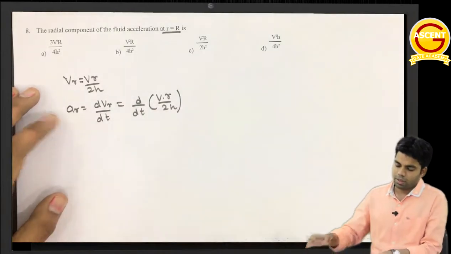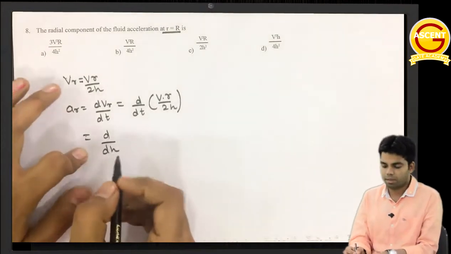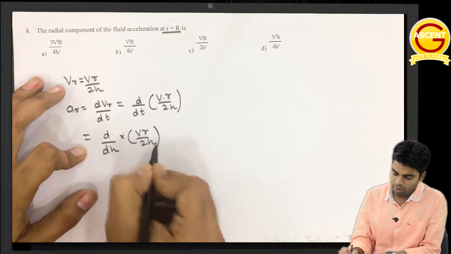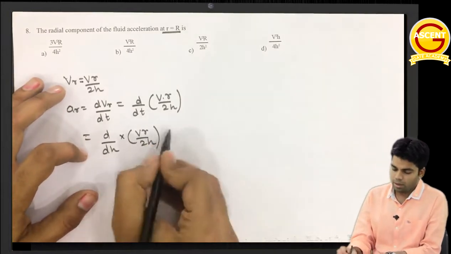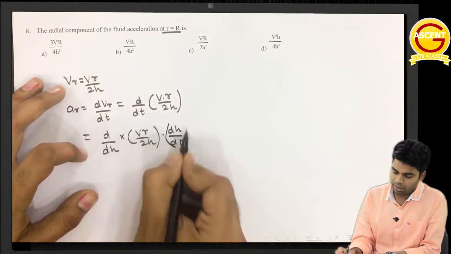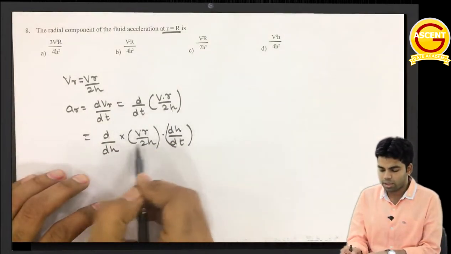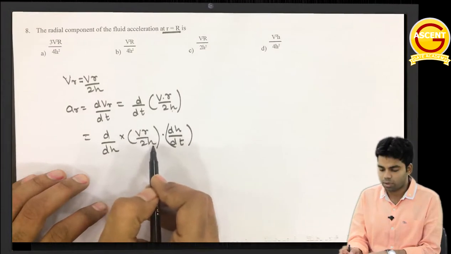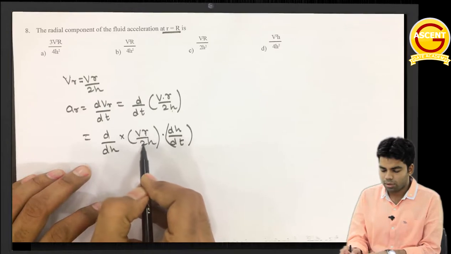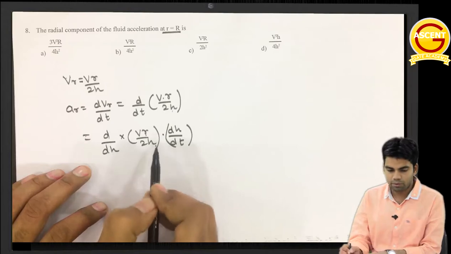Now this can be written as, multiplying and dividing by dh, d by dh of v r by 2h, because height is decreasing, and we multiply again by dh by dt. Why have we done this? Because we can differentiate this with respect to h. Now this can be easily differentiated with respect to h. Here r is taken as a limit, v is constant, this 2 is constant, the only variable is h. So we can solve it for this h.